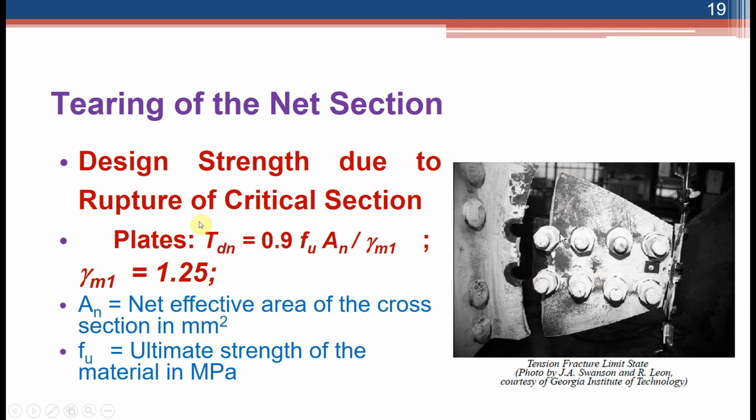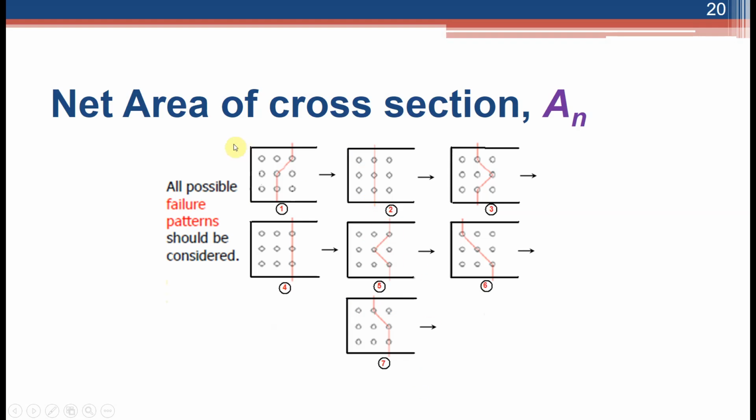So the design strength due to rupture of the critical section for plates, T_dn, is equal to 0.9 Fu An upon gamma m1, where gamma m1 is equal to 1.25. In this formula, An is the net effective area of the cross section in mm square, and Fu is the ultimate strength of the material in MPa. Now, the net area of the cross section, An.